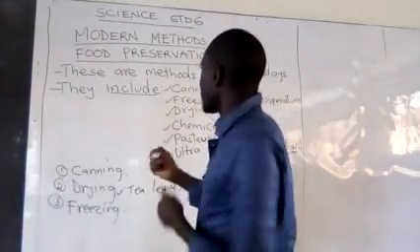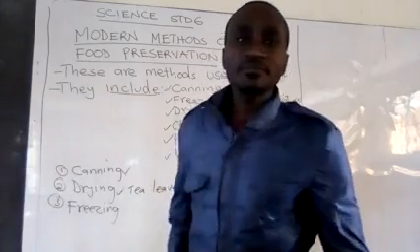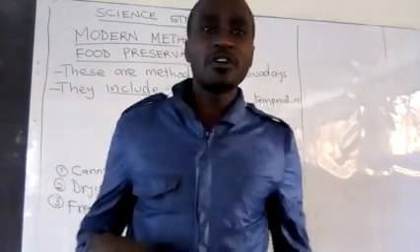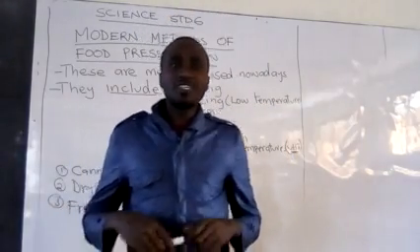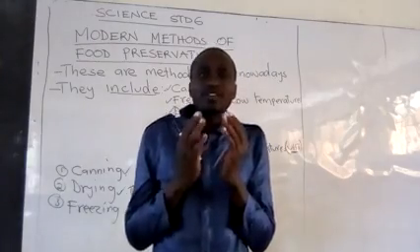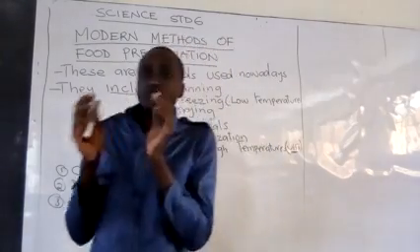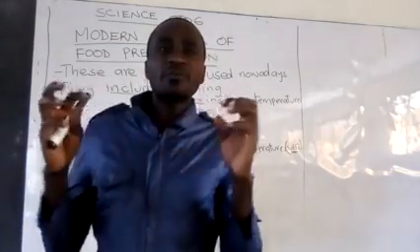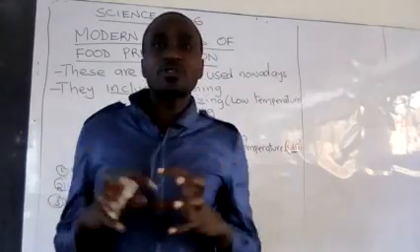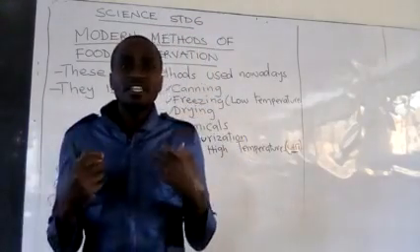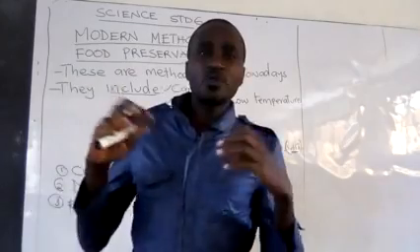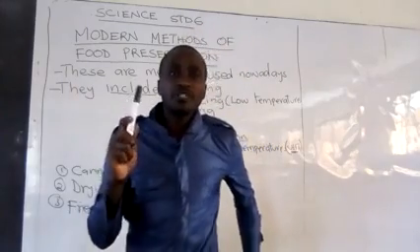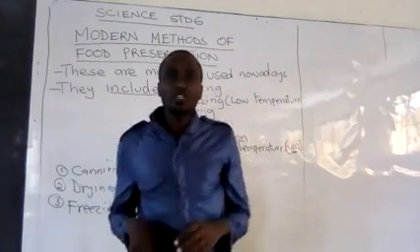When we move to the second one, which is canning, canning is a special way of preserving food. First, food is put in airtight containers in factories. Before they are put in airtight containers, they are heated to a certain temperature, then cooled, then put in airtight containers.